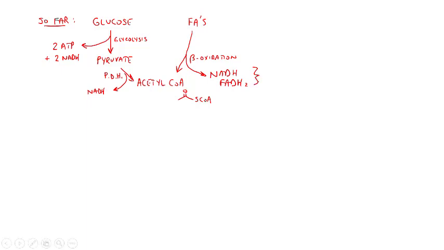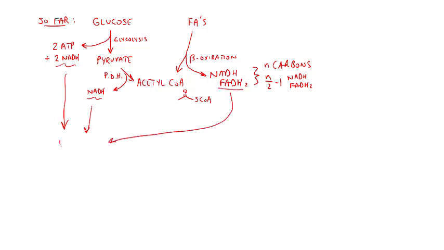So you'll recall that for a saturated fatty acid, if you have a fatty acid of N carbons, you get N over 2 minus 1 NADH and FADH2s from beta oxidation. So as we're going to see, all of this NADH and FADH2 is going to be fed into the electron transport chain. And that's where we're going to liberate the energy that we use to make ATP. But we're not there yet.